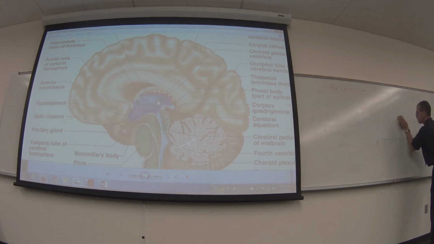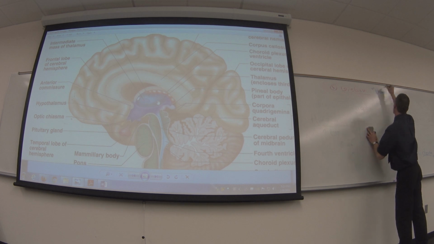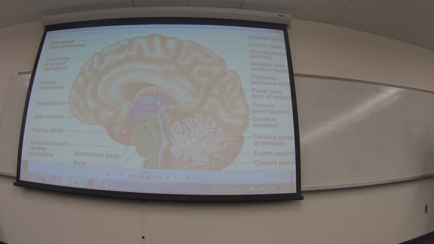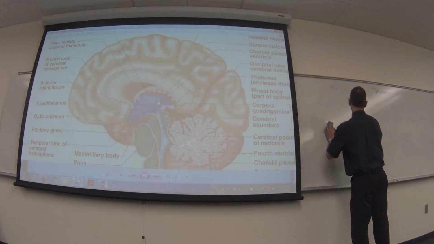All right, so cerebrum is the topmost part, the most complex part. It is the thinking part. All right, so that's the top thing you associate with the brain. It's so big, we're going to break it down further. So we're going to break it into 4 regions.